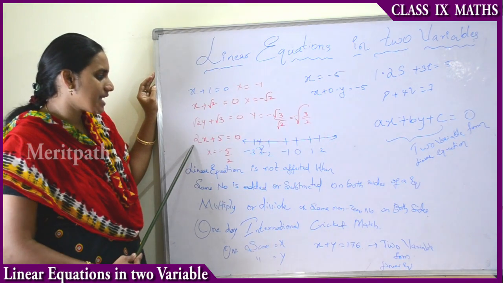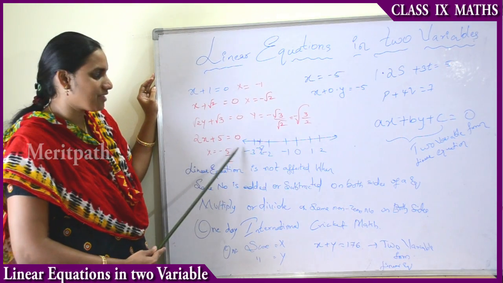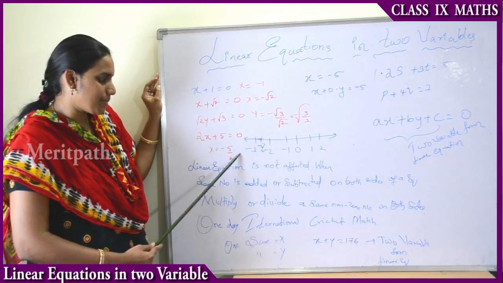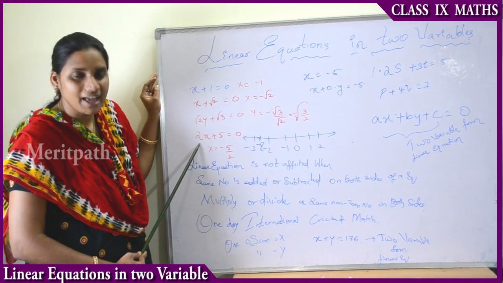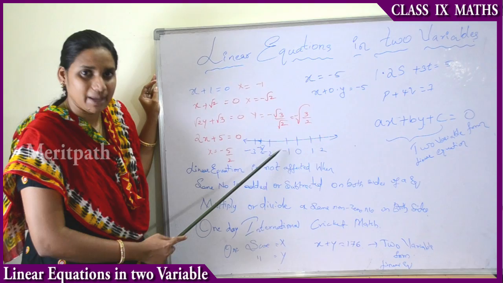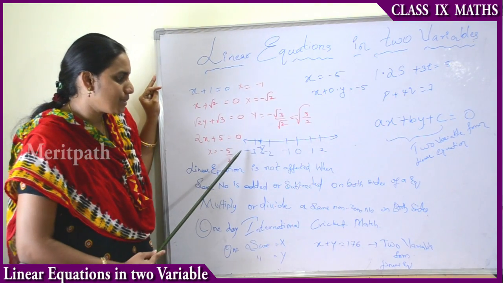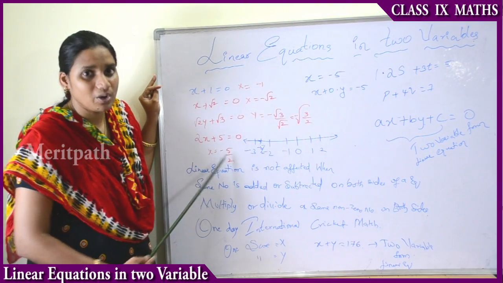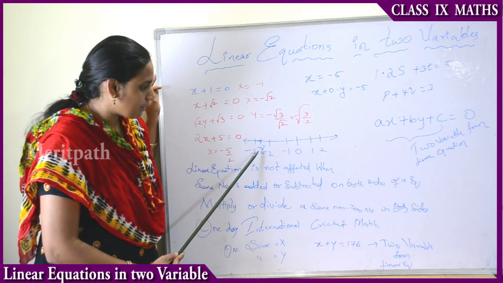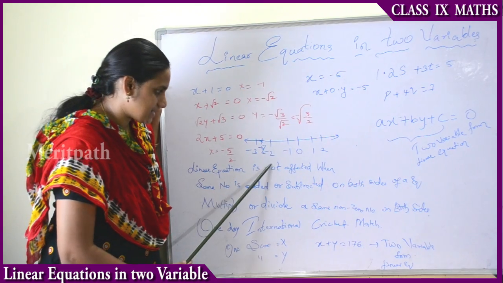Now let us take another example, that is 2x plus 5 equals 0. Let us say that x equals minus 5 by 2 is a 0 of this polynomial, and at the same time we can plot this minus 5 by 2 on the number line also. It lies between minus 3 and minus 2. We know how to plot it, right? Previously we have studied it. In the same manner we can plot it between minus 3 and minus 2, that is minus 5 by 2.